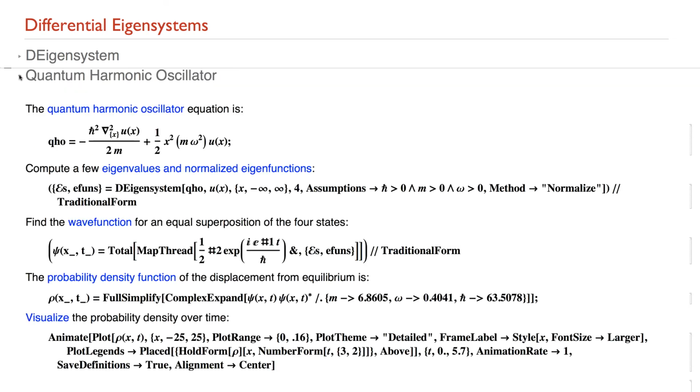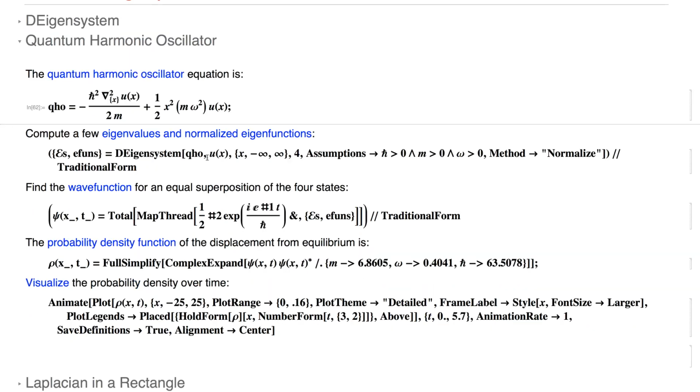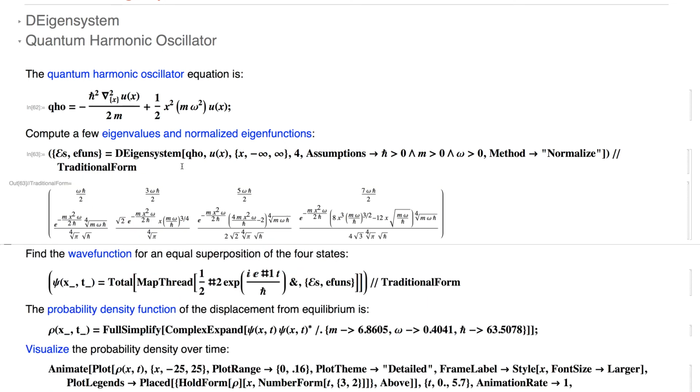And it's a very nice application of the eigensystem. Let's look at the quantum harmonic oscillator. So the quantum harmonic oscillator is very similar to the classical oscillator, but the eigenvalues and eigenfunctions are now much more fundamental. So here's the first few eigenvalues and eigenfunctions obtained with the eigensystem.